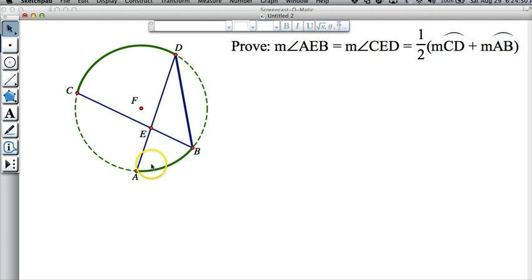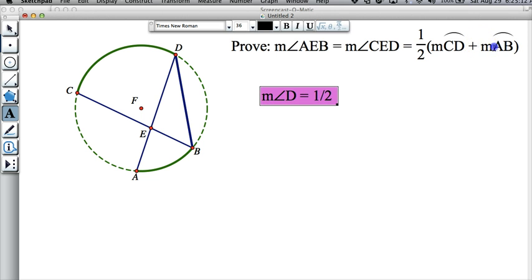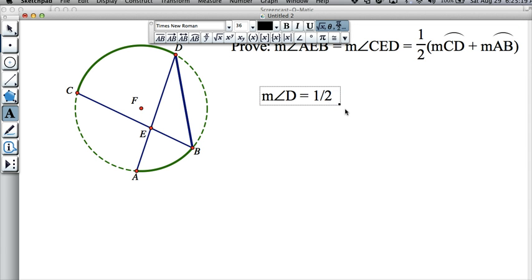So a couple of things we can see, and I would have students come up with these in their pairs, and one of those things would be the measure of angle ADB, or actually just measure of angle D. So I'll write that measure of angle D is equal to half of measure of arc AB. And I'll just copy and paste that from here. Okay, so that's one thing we could brainstorm.